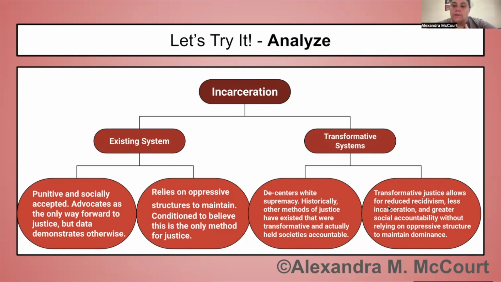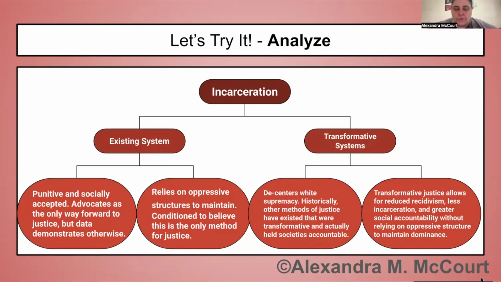And that's sort of what Davis is getting to the heart of. Transformative justice allows for reduced recidivism, less incarceration, and greater social accountability without relying on oppressive structures to maintain dominance. And this is where I'm sort of fueling my analysis with other sources that I've potentially read that are supporting each other, which would be useful in a synthesis matrix, but we're not quite there yet.